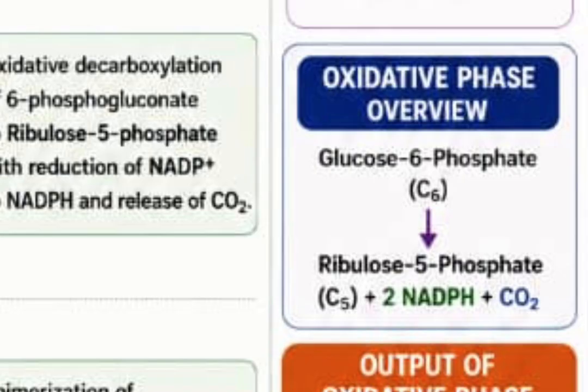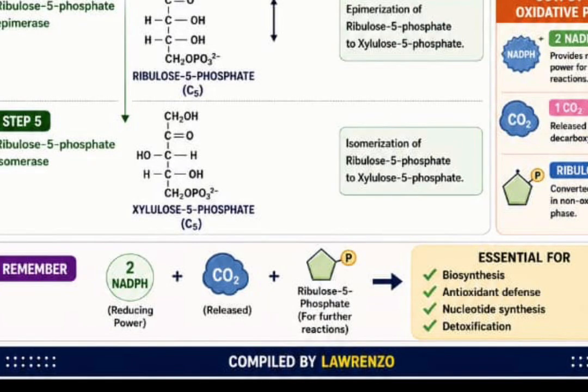So when you are using glucose 6-phosphate, you are getting ribulose 5-phosphate and 2 NADPH, and you are giving out CO2. So that is what we have talked about. Remember, the 2 NADPH, the released CO2, and the ribulose 5-phosphate are all important for biosynthesis, antioxidant defense, defending the cell from oxidative damage, nucleotide synthesis, and detoxification.